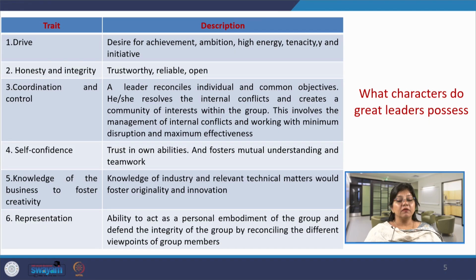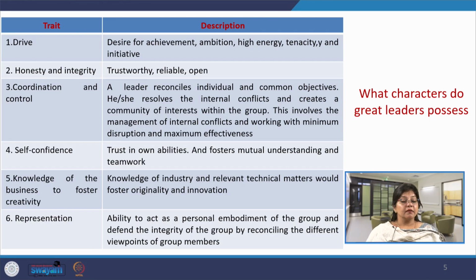So, this involves management of internal conflicts and working with minimum disruption and maximum effectiveness. The more the leader is able to resolve the internal conflicts, the more it is a sign that the group has the ability to function with maximum effectiveness and minimum disruption. So, this is another trait of being a good leader.